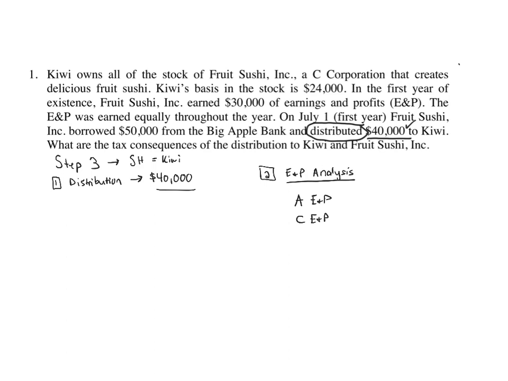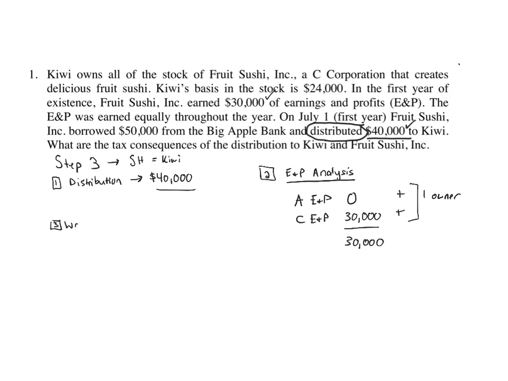Accumulated EMP is 0 because this is year 1. Current EMP is given to us: $30,000. So when you have positive accumulated and current EMP with one owner, you can add them together and you get 30,000. So then we go to step 3.